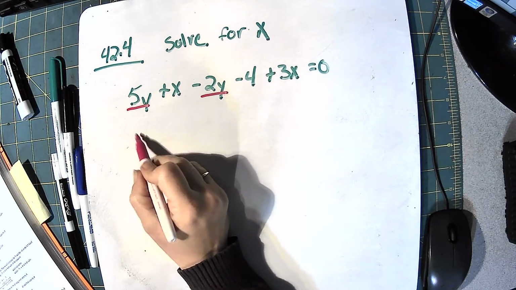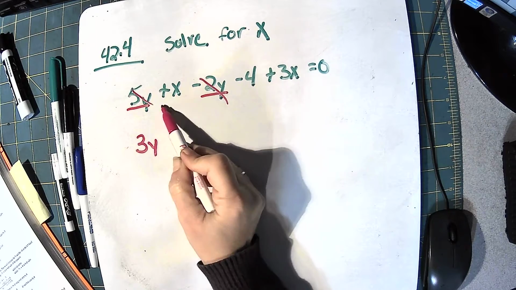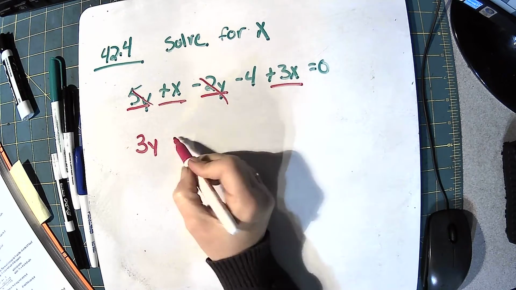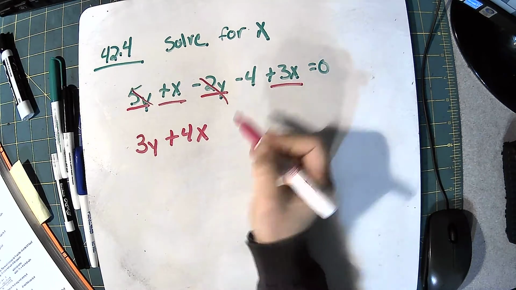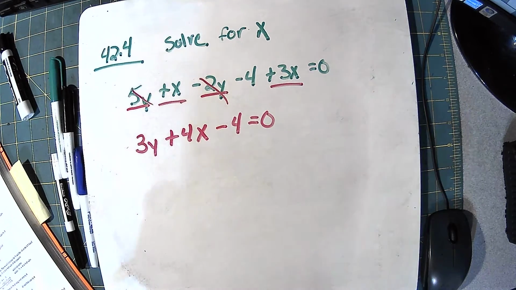So 5 minus 2 would be 3y. Then I've got this x right here and this x right here. So this is positive 1, positive 3, plus 4x. So always combine like terms before you start moving stuff around. Minus 4 equals 0. Okay, so now I got to get x by itself.